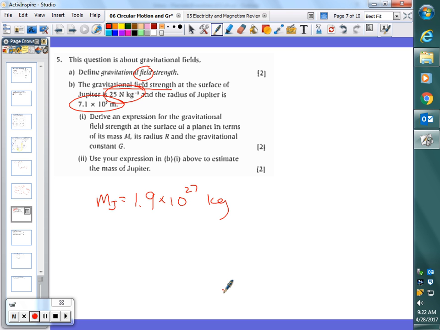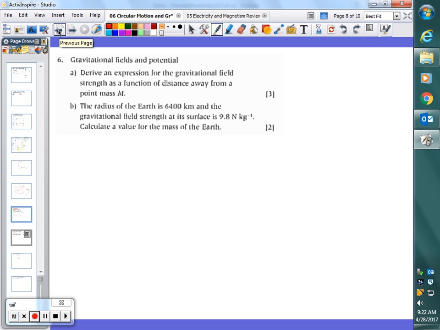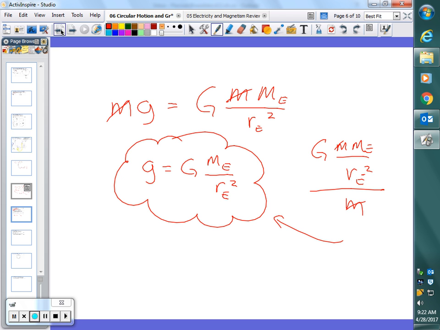All right. Questions there? We'll come back to this answer for comparison in just a second. Derive an expression for the gravitational field strength as a function of distance away from a point mass m. That's exactly the same thing, right? Except now, instead of an object and the radius of that object, it's just big M and how far away are we from that object. It's exactly the same expression, all right?